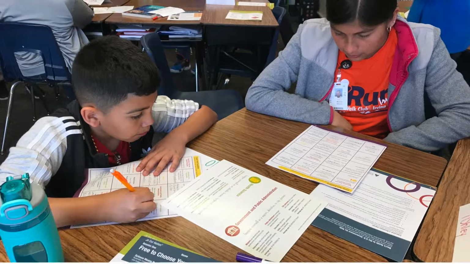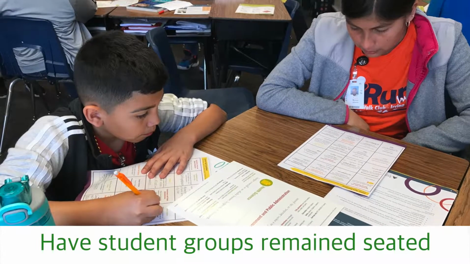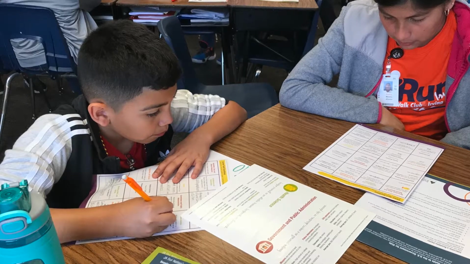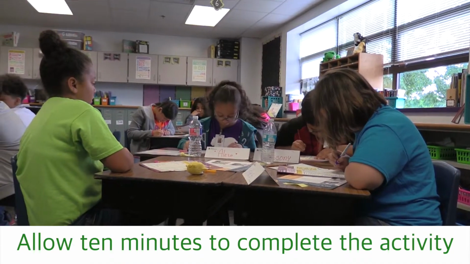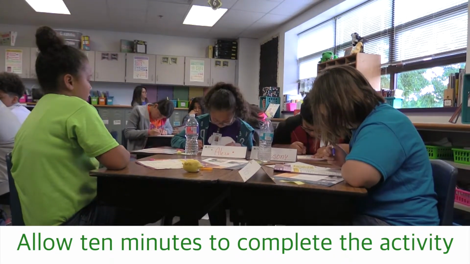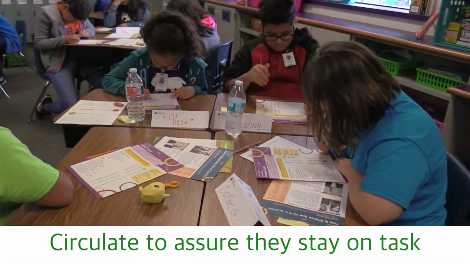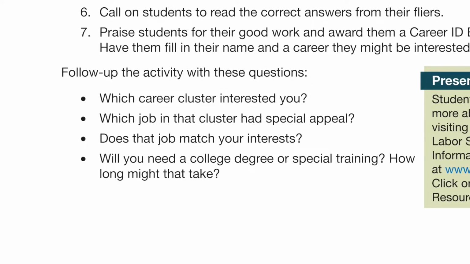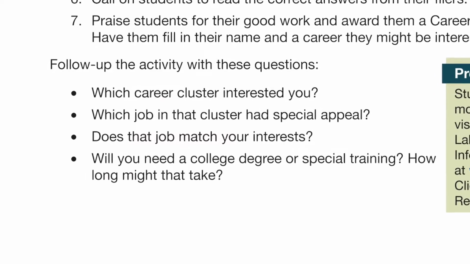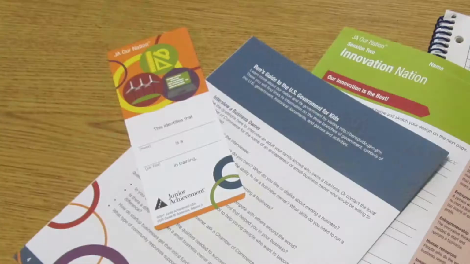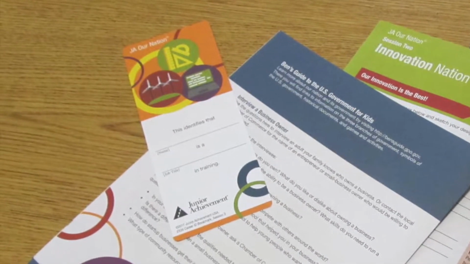As an alternative, you can have student groups remain seated and trade their career cluster cards rather than have them move around the room. Allow about 10 minutes for students to complete the activity. You and the teacher can circulate as the students work to ensure they stay on task. Review the answers and debrief with the questions listed in your guide. Distribute the career ID bookmarks and have the students fill them in.